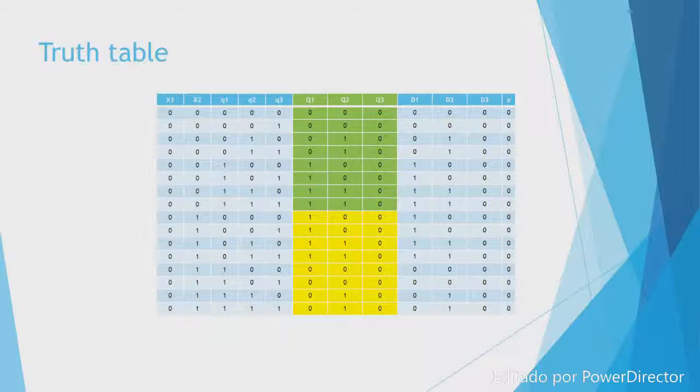This is our first part of our truth table. We have 2 inputs, 3 current states, 3 next states, 3 inputs of the flip-flops, and 1 output. The cells that are in color, we are going to use in our state diagram.